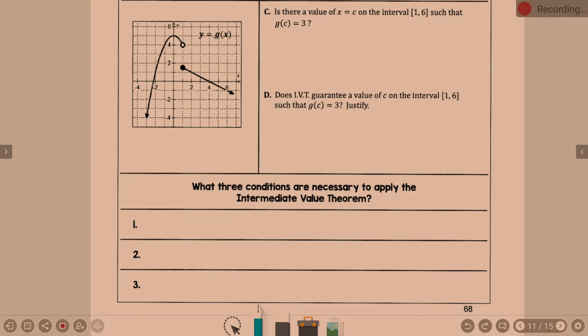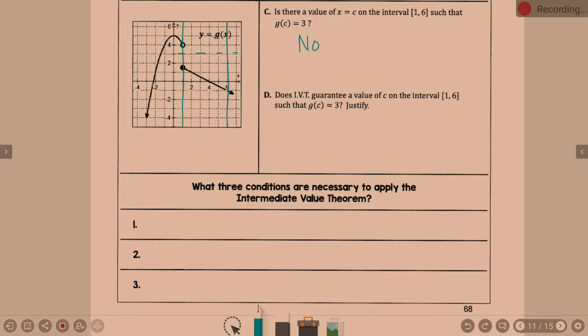So if we now look at C, new graph, is there a value x equals c on the interval 1 to 6 such that g of c equals 3? No. So what is it? G of C is always y, right? So here's 1 to 6. Does the graph ever equal 3? Nope, because that would be up here, right?